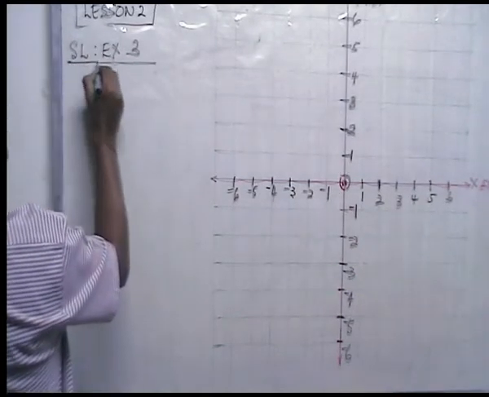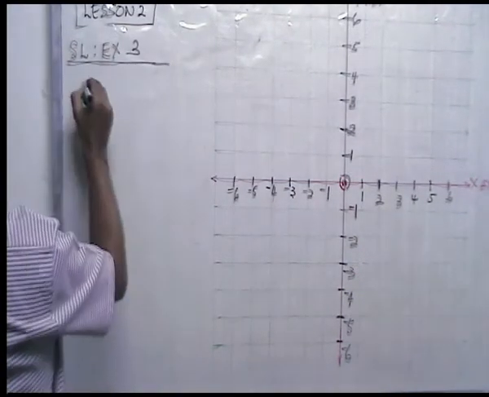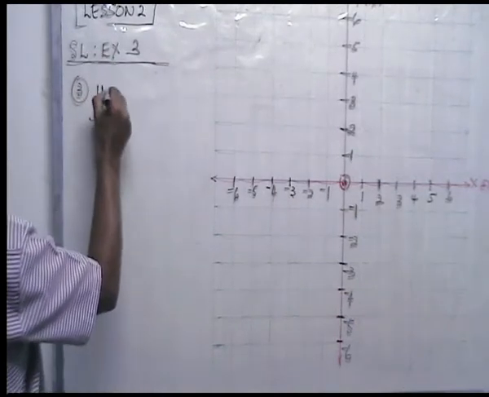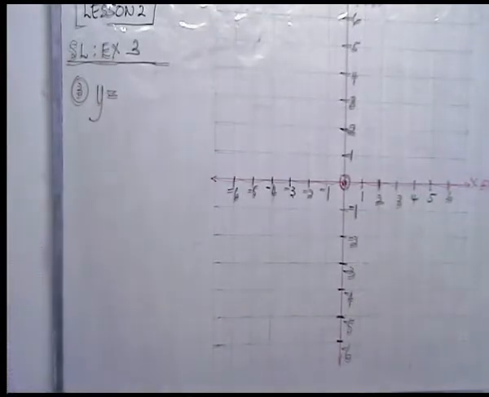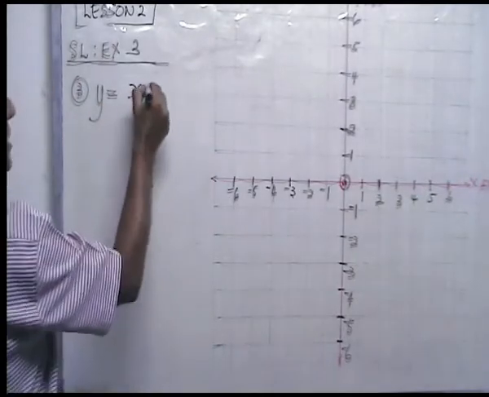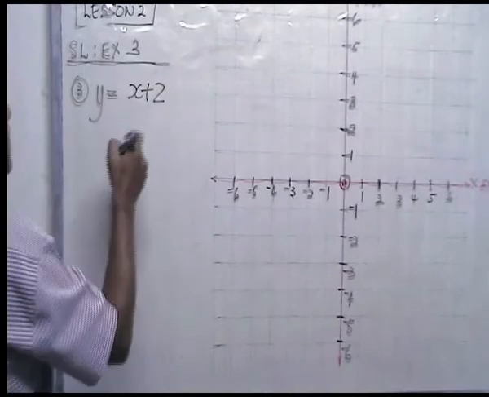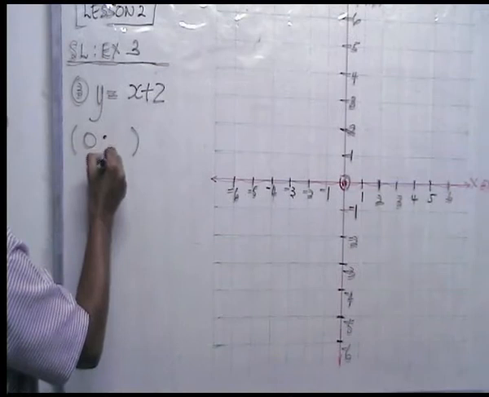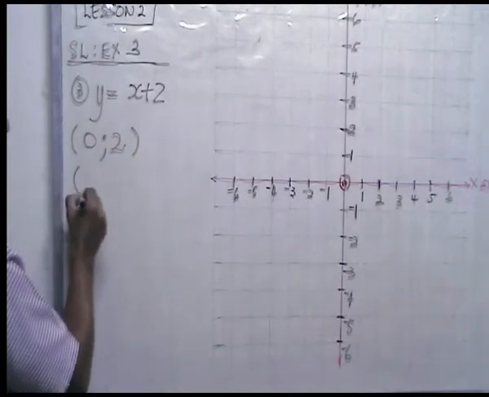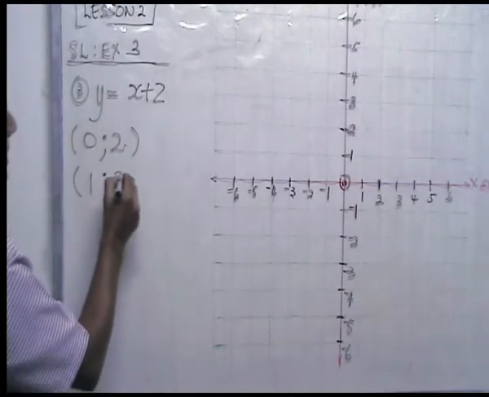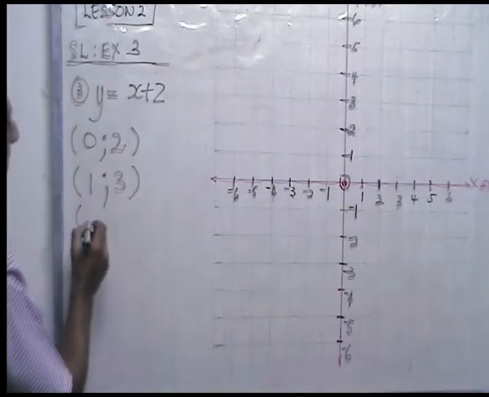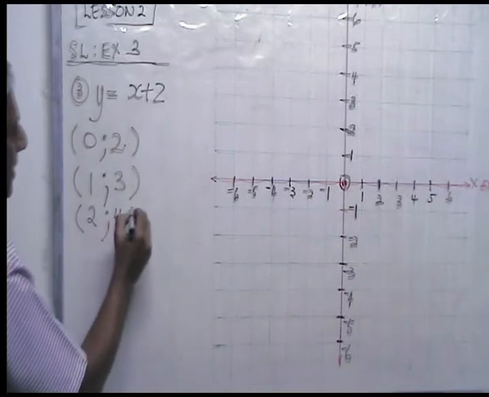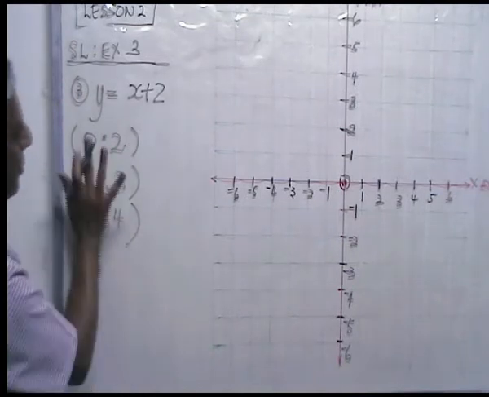Alright, so you're back from your break and I'm going to call this number 3 now. I'm giving you the equation y is equal to x plus 2. We have done this example before, so you got the workings for this already. And your ordered pairs here are 0, 2, 1, 3, and 2, 4.